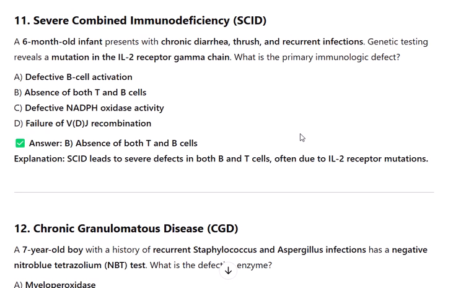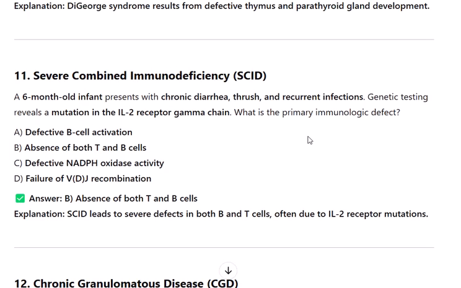11. Severe combined immunodeficiency, SCID. A 6-month-old infant presents with chronic diarrhea, thrush, and recurrent infections. Genetic testing reveals a mutation in the IL-2 receptor gamma chain. What is the primary immunologic defect? A. Defective B cell activation. B. Absence of both T and B cells. C. Defective NADPH oxidase activity. D. Failure of VDJ recombination. Answer B. Absence of both T and B cells. Explanation: leads to severe defects in both B and T cells, often due to IL-2 receptor mutations.